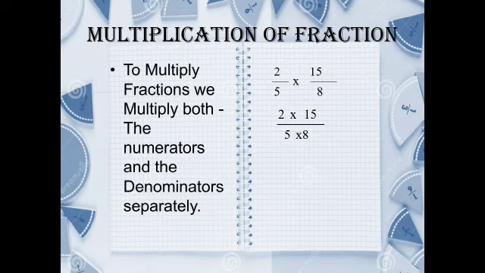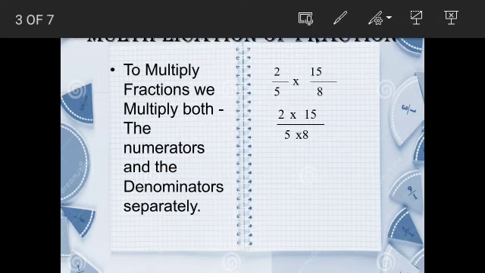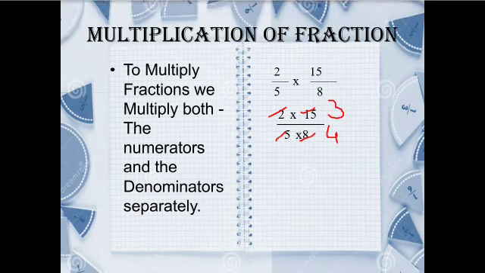Now we will simplify the numbers. 2 ones are 2 and 2 fours are 8, 5 ones are 5 and 5 threes are 15. So now what we are left with is 3 by 4. This is the product of the two fractions that are given to us.